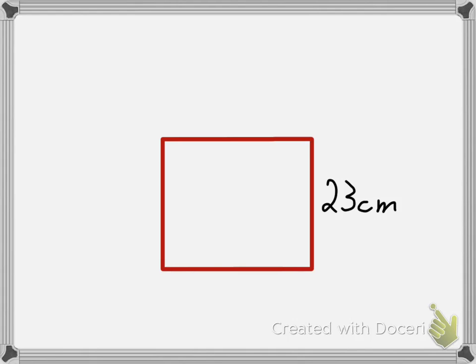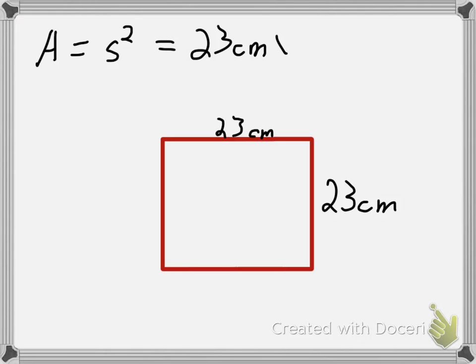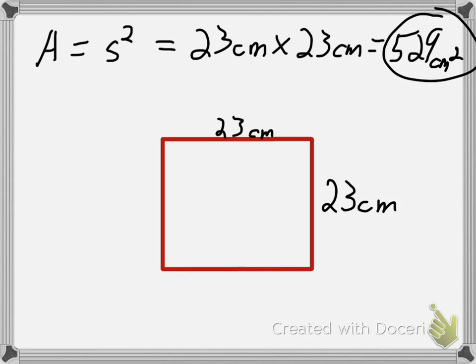Okay? So if I wanted to find the area of this square again, I would know that my area is the sides squared. And since it's a square, I know that one side is 23. The other side must also be 23 centimeters. So I have 23 centimeters times 23 centimeters. And if I multiply those together, I end up getting 529 centimeters squared. Again, 529 from the 23 times 23, centimeters squared because it's centimeters times centimeters, and I know that that means it's centimeters times itself, which would be squared.